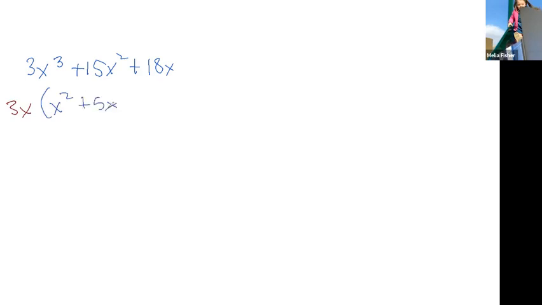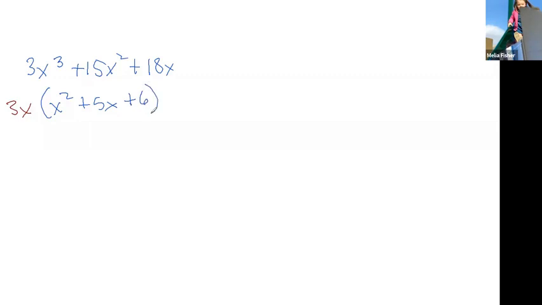Okay, we're going to start off by looking at what happens when there's a GCF, but our leftovers are still factorable. So 3x cubed plus 15x squared plus 18x. Who can tell me what our GCF is? 3x. We factor that out, and that leaves me with x squared plus 5x plus 6.